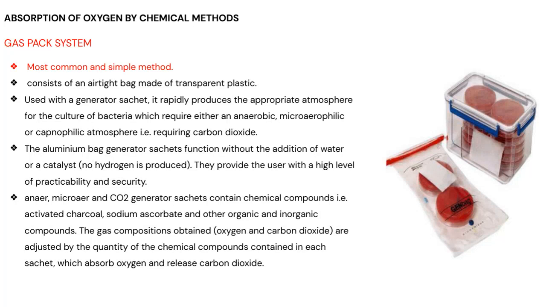Let's talk about a common and straightforward way to control oxygen levels for growing bacteria, the gas pack system. It uses a sealed plastic bag paired with a special generator sachet. This sachet quickly creates the right atmosphere, whether anaerobic, microaerophilic, or rich in carbon dioxide. What's neat is that these sachets work without water or catalysts, so no hydrogen is produced. Inside, a mix of chemicals absorbs oxygen and releases carbon dioxide, tailoring the environment perfectly for different bacterial cultures.